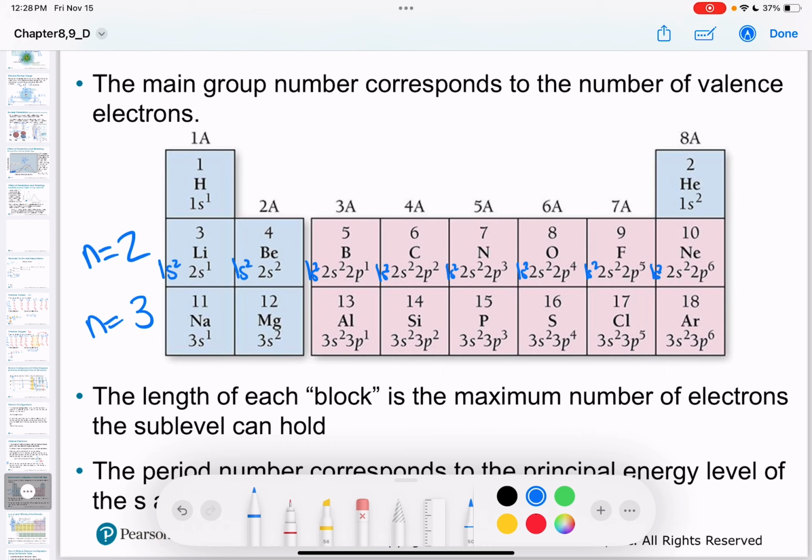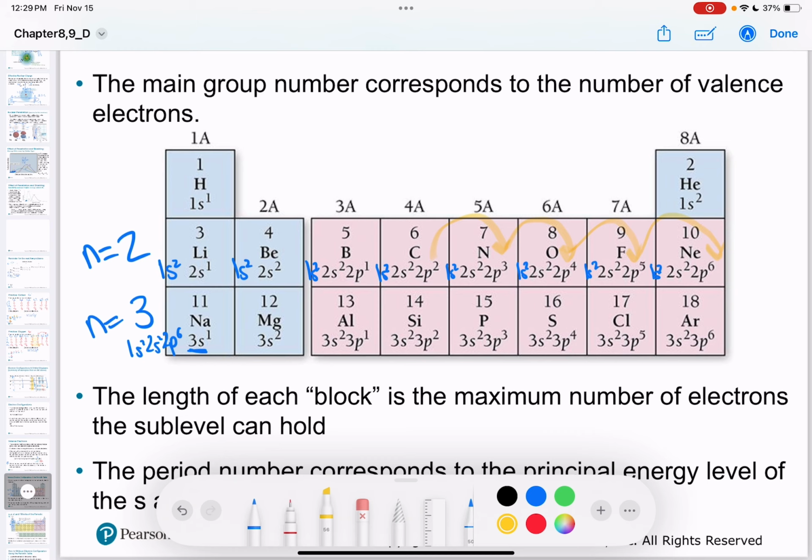And then in the third row, I would have to add to each of these 1s2, 2s2, 2p6, plus what's written here to get the full electron configuration. So as you can see, just like in that chart above, it just increases by 1 electron each time. 2p3, 2p4, 2p5, 2p6.